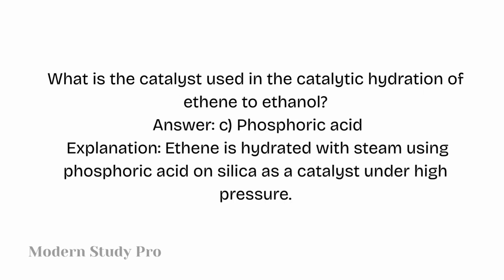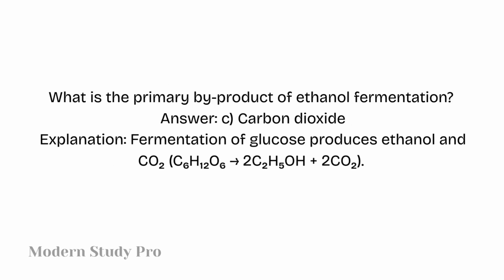3. What is the catalyst used in the catalytic hydration of ethene to ethanol? Answer: C. Phosphoric acid. Explanation: ethene is hydrated with steam using phosphoric acid on silica as a catalyst under high pressure. 4. What is the primary byproduct of ethanol fermentation? Answer: C. Carbon dioxide. Explanation: fermentation of glucose produces ethanol and CO2, C6H12O6 → 2C2H5OH + 2CO2.